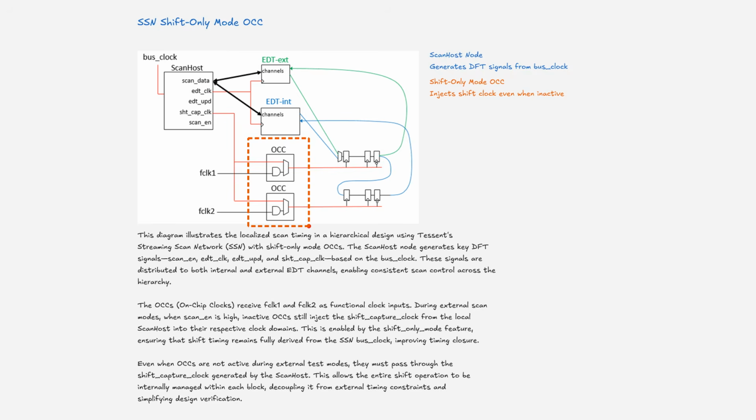During external scan modes, when scan-in is high, inactive OCCs still inject the shift capture clock from the local scan host into their respective clock domains. This is enabled by the shift-only mode feature, ensuring that shift timing remains fully derived from the SSN bus clock, improving timing closure. Even when OCCs are not active during external test modes, they must pass through the shift capture clock generated by the scan host. This allows the entire shift operation to be internally managed within each block, decoupling it from external timing constraints and simplifying design verification.